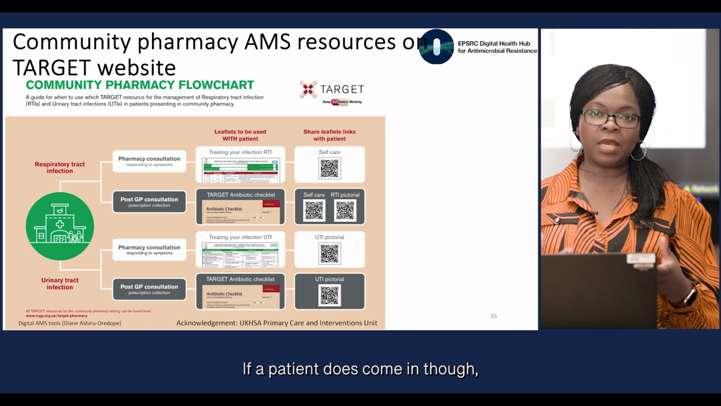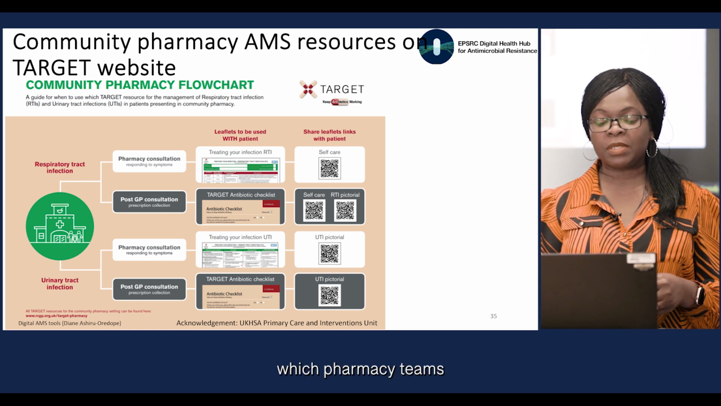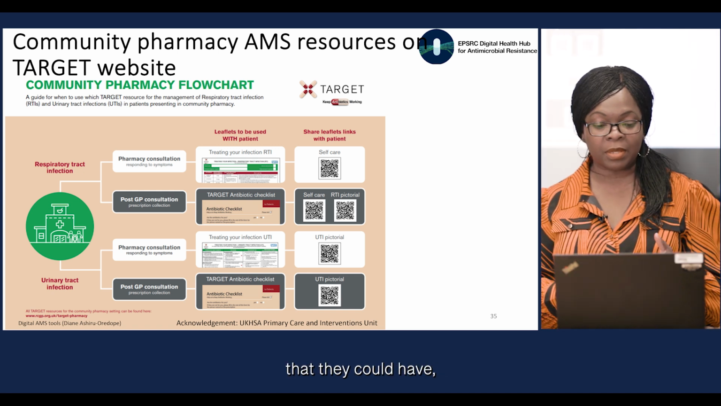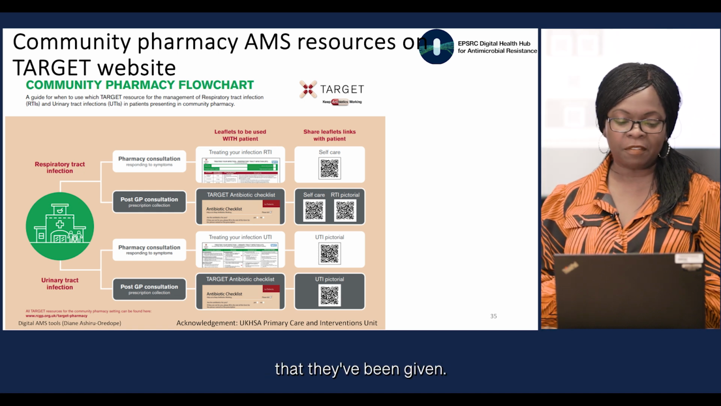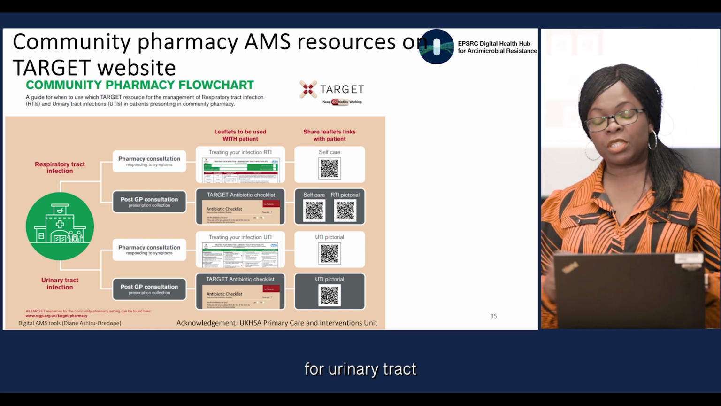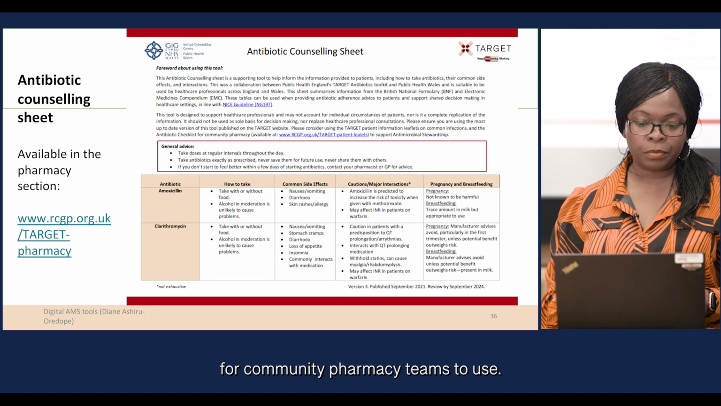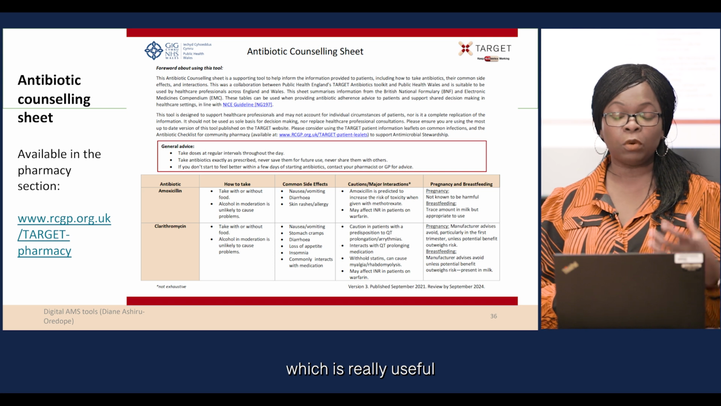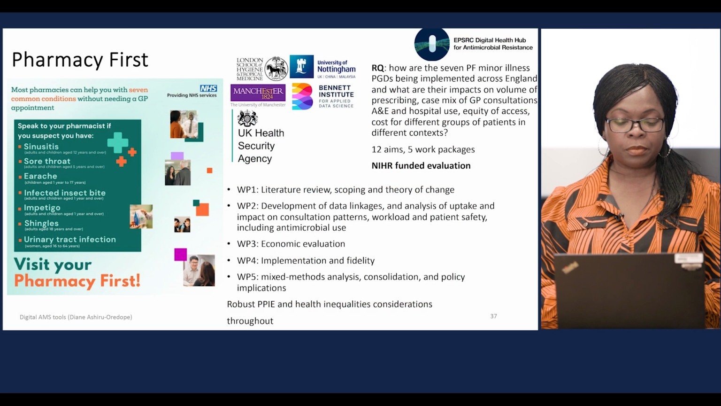If a patient does come in, though, for example, with a prescription, there is also the antibiotic checklist, which pharmacy teams can use with the patient and talk them through side effects possible that they could have, making sure that they have correct information on how to use the antibiotics that they've been given. And again, there is also a flow chart or approach for urinary tract infections, again, where there are resources available for community pharmacy teams to use. There's an antibiotic counseling checklist on the Target website, which is really useful for pharmacy teams when they are counseling patients on the antibiotics that have been prescribed.